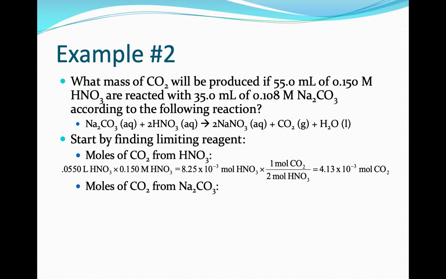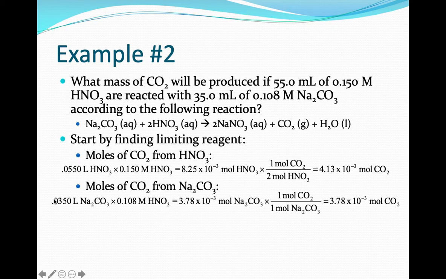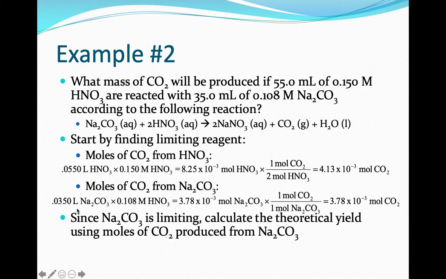Now, I can take the same approach for the sodium carbonate. I can take the volume of the sodium carbonate times its concentration. That'll give me the moles of sodium carbonate. That's a 1-to-1 ratio, which is then going to produce about 3.78 times 10 to the minus 3 moles of CO2, which is actually slightly less than what we should have gotten from the nitric acid. What that means is that since the sodium carbonate, the Na2CO3, produced less CO2, this should be our maximum theoretical yield, and the sodium carbonate itself is going to be the limiting reagent in this case. So sodium carbonate is limiting.